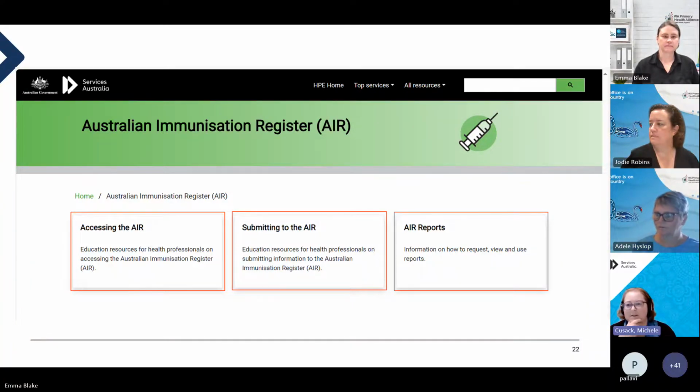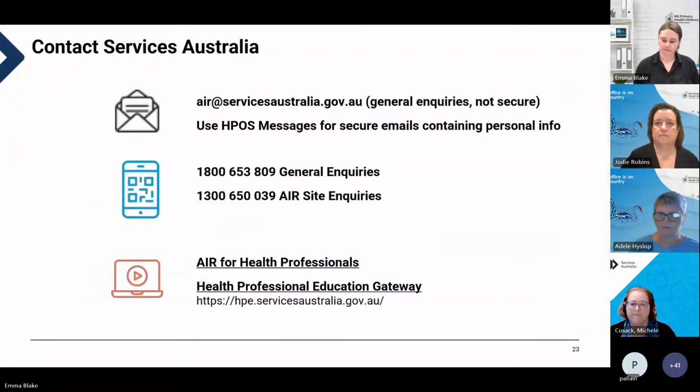And then last screen, we've just got some contact details for you. There you go. For the AIR, HPOS messages, which is part of your PROTA account, if you've got an individual PROTA account, is where you can actually contact the AIR directly and have personal details for people, and it's secure. So you can use that, or of course you've got the telephone numbers there as well.